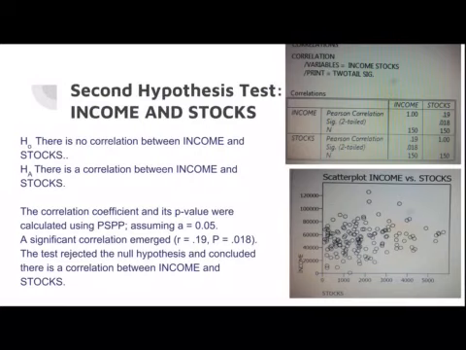Taking a look at the scatter plot, you can see that the different pieces are spread out a little bit, showing a weaker correlation, but still a positive correlation.